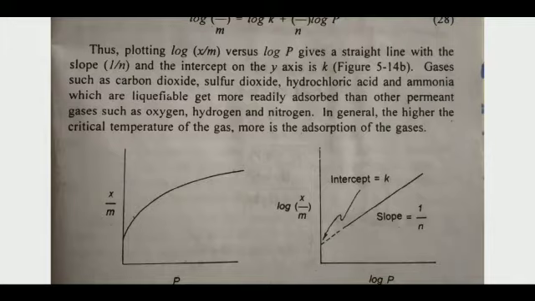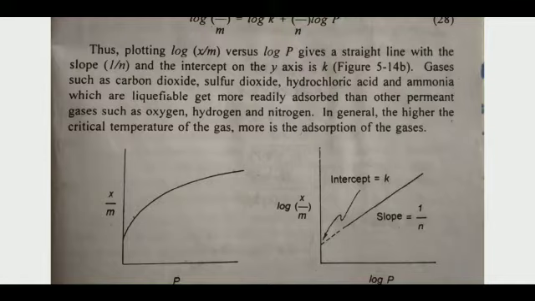From this graph, the slope gives the 1 by n value, and the straight line is extrapolated to the y axis. The obtained intercept value gives the log k value. From these values, the amount of gas absorbed on the surface of the solid can be determined, and we calculate the k and n values.